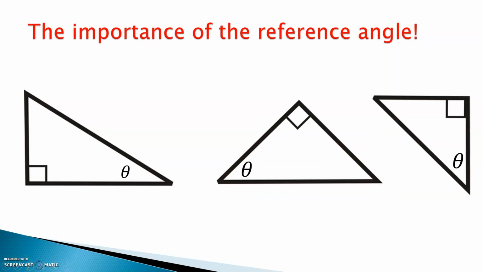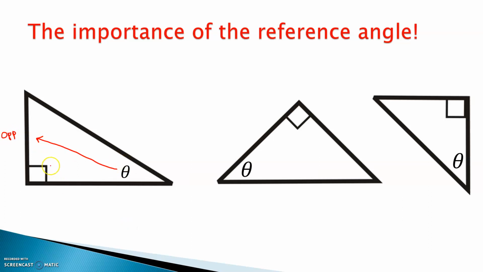Now again, the importance of that reference angle. Notice these triangles are all flipped around and theta's in a different spot, so it does change where your opposite, adjacent, and hypotenuse are. So let me label this just one more time. Start off with your theta here, your reference angle. In this triangle, it's sitting down here. If I go directly across, that's opposite, abbreviated OPP.